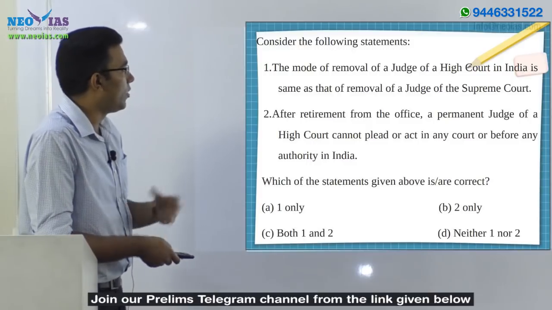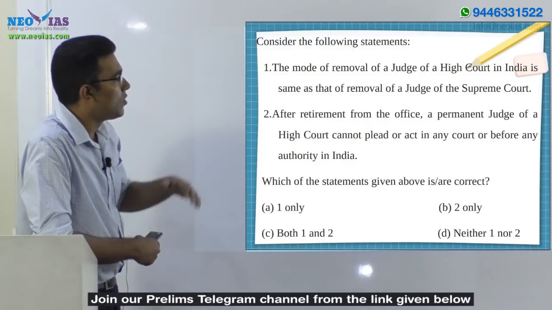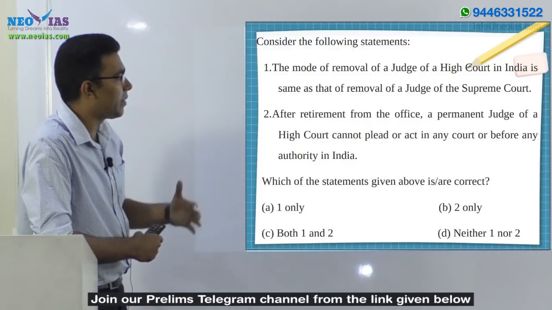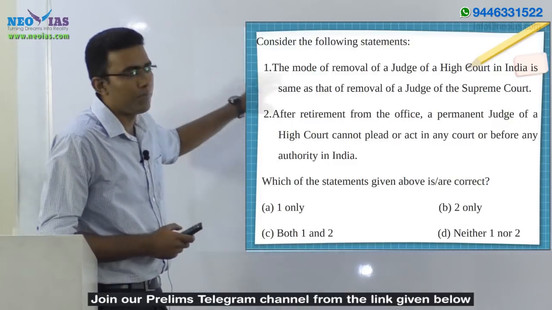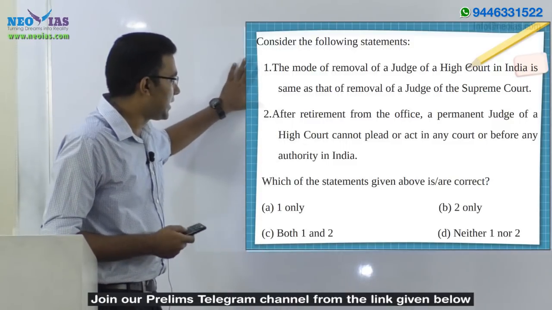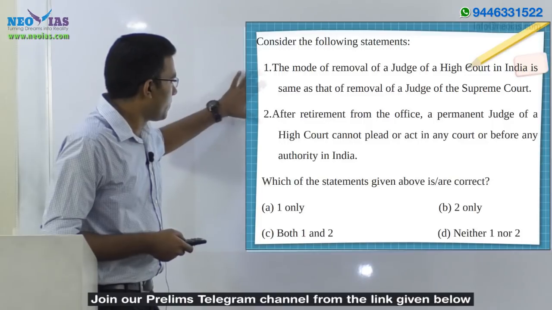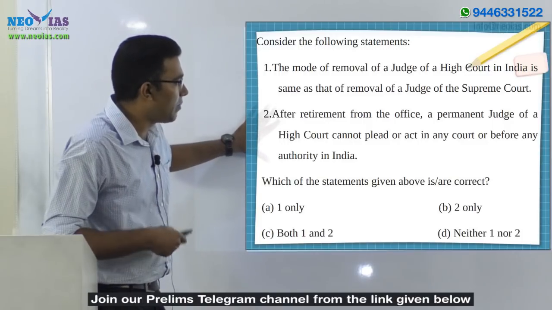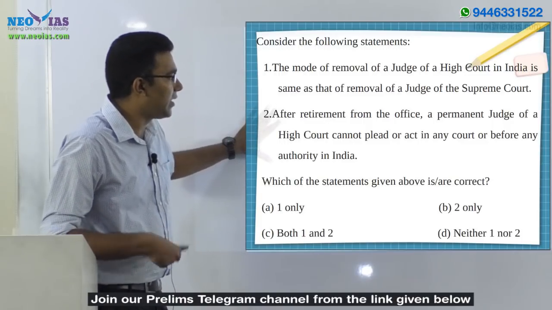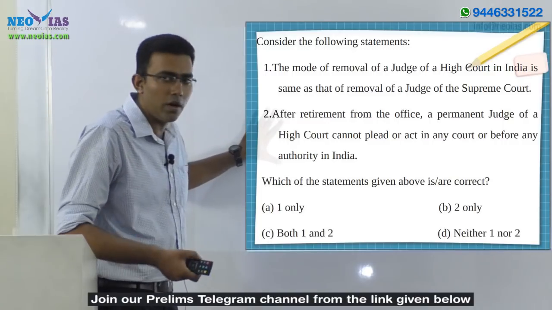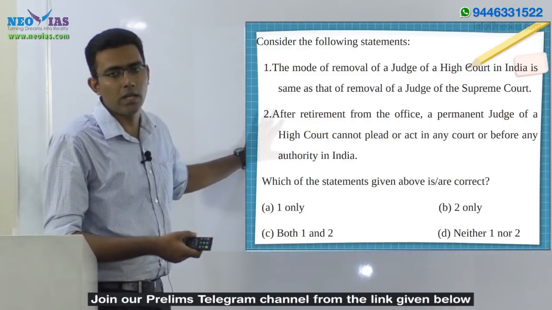So here, the statement that the mode of removal of a judge of High Court in India is the same as that of removal of a judge of Supreme Court, yes, that is correct. So the first statement is correct. Second one, after retirement from office, a permanent judge of a High Court cannot plead or act in any court or before any authority in India. That is wrong. We have just now discussed it.